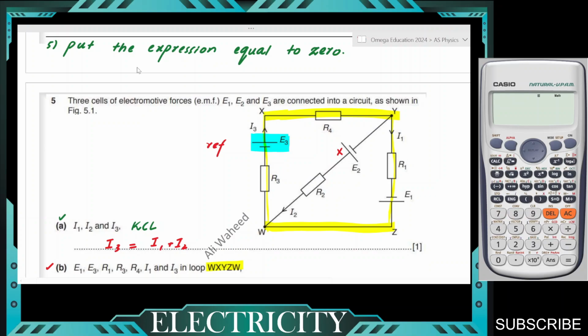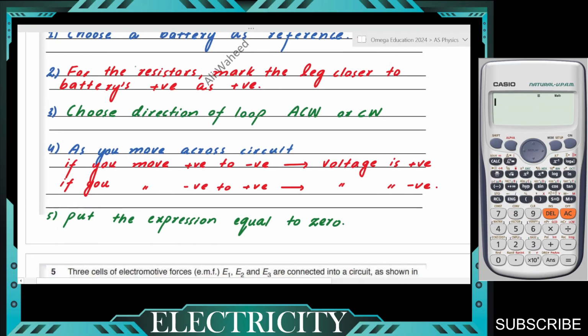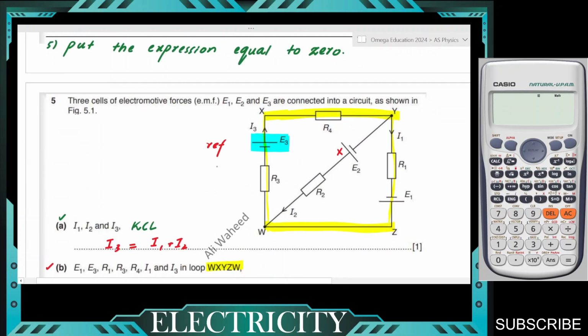What else do we have? Well, in the second step, we have to mark the legs of the resistors according to this battery. So you see the longer terminal is positive and this one is negative. So the one connected directly to the positive, you see this one would be positive. And for the other resistor, this side is touching positive of the reference battery. We have to mark with respect to the reference batteries once again.